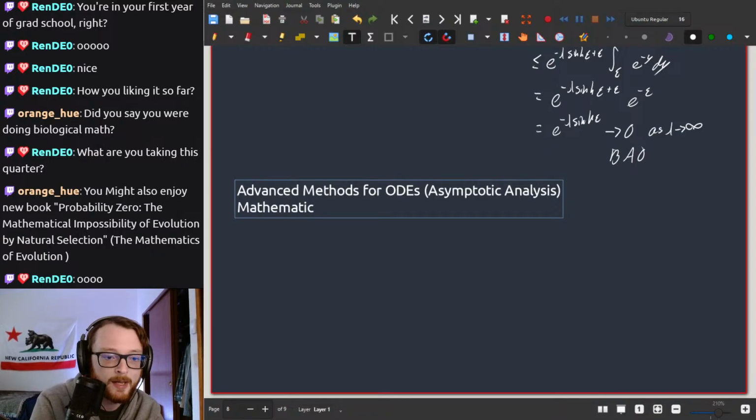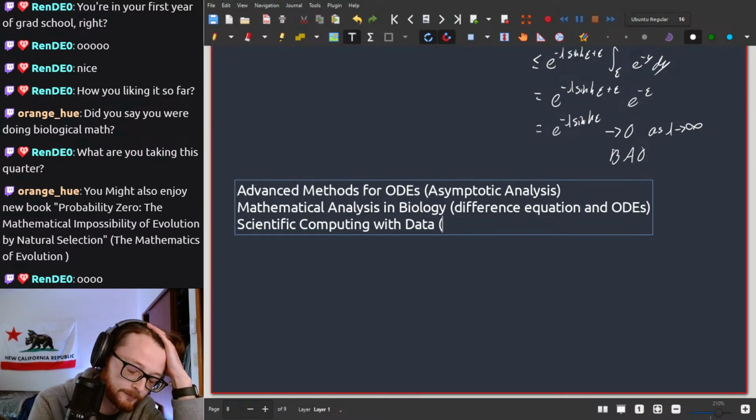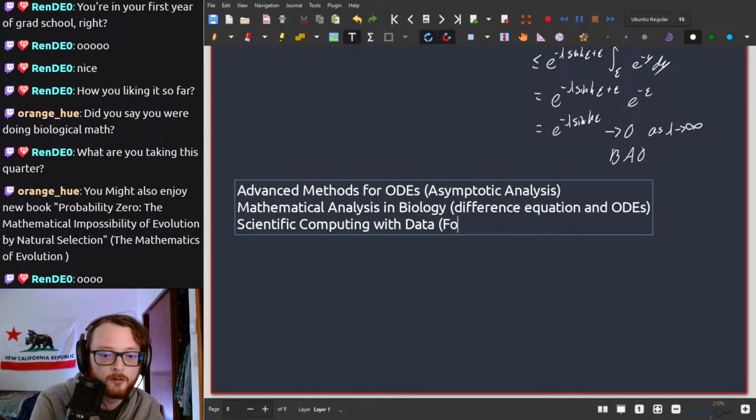I'm in mathematical analysis in biology, which is a lot of difference equations and ODEs, so differential equations. And then my last class is scientific computing with data. It's going to be a bunch of things, but we've done Fourier transforms, wavelet transforms, and we're just getting into principal component analysis now.